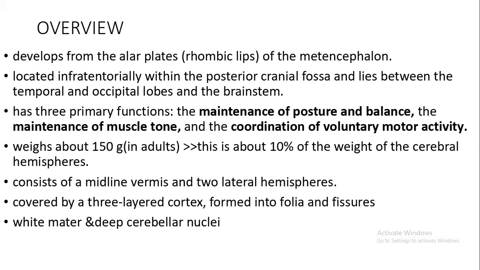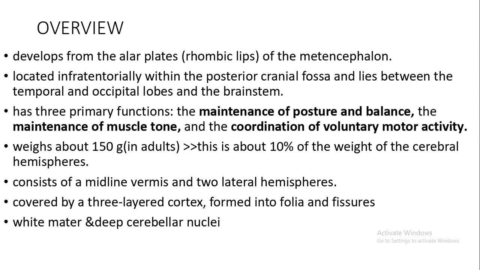Its weight is on average 150 grams in an adult. This is about 10% of the weight of the cerebral hemispheres. It consists of a midline vermis and two lateral hemispheres. When you look at the cerebral hemispheres, we have two hemispheres joined in the midline by the corpus callosum. But if you're looking at the cerebellum, we have the vermis at the midline.